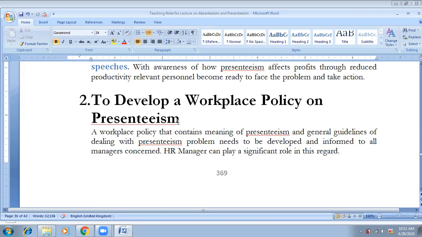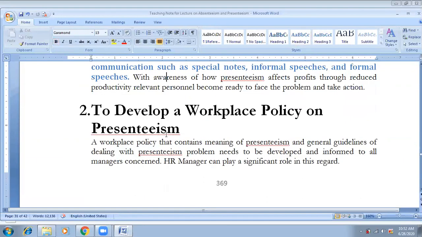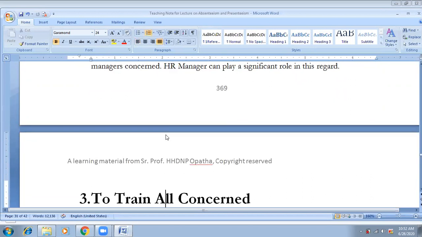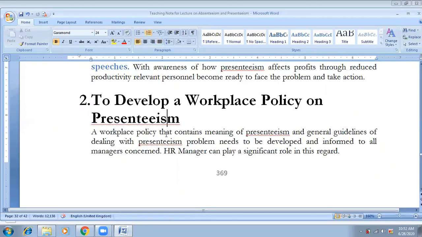Another option I can give you for your assignment, develop a policy, an HRM policy for a certain issue of HRM, or develop an HRM scheme, that will definitely improve your skills rather than knowledge. Knowledge is, of course, very important, but skills are also very important when you actually work, when you actually do things. Maybe you have very good knowledge, but if you cannot develop a policy for presenteeism or absenteeism or a scheme to reduce presenteeism.